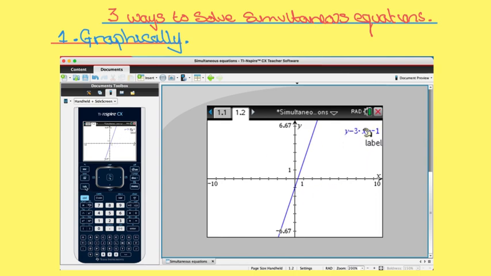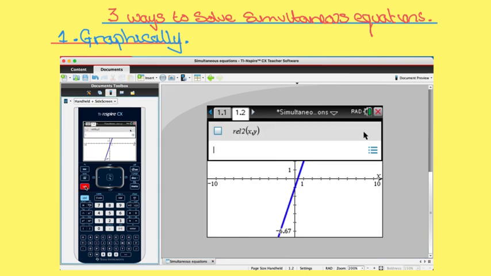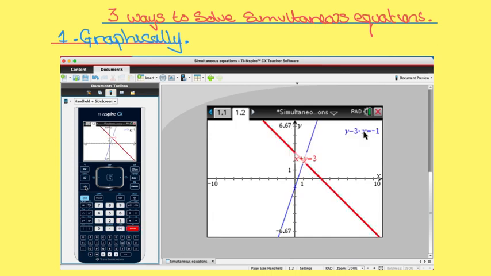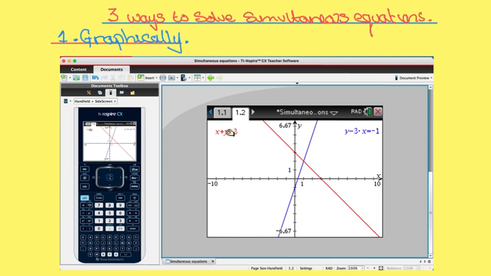Now press tab to enter your second graph. Again, it's opened as relation, so we can just type it in. So x plus y equals 3. Let's get this out of the way. Now we want to find the point of intersection.